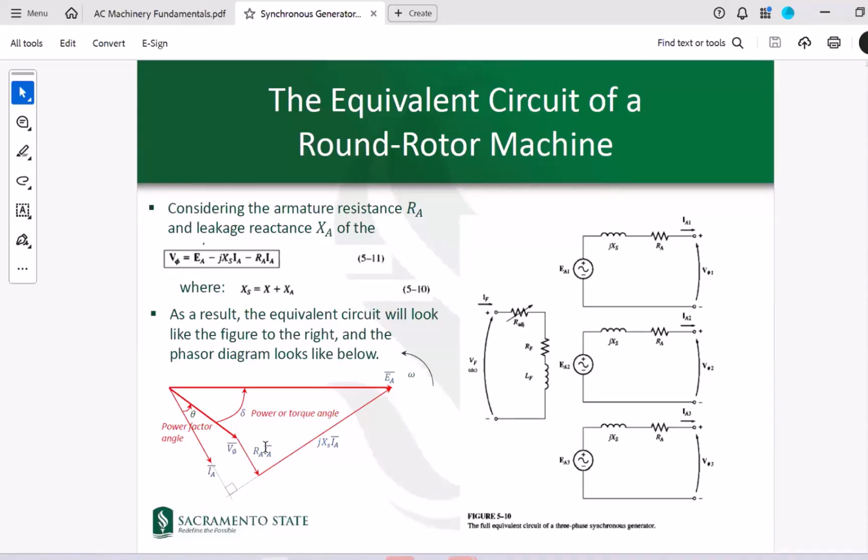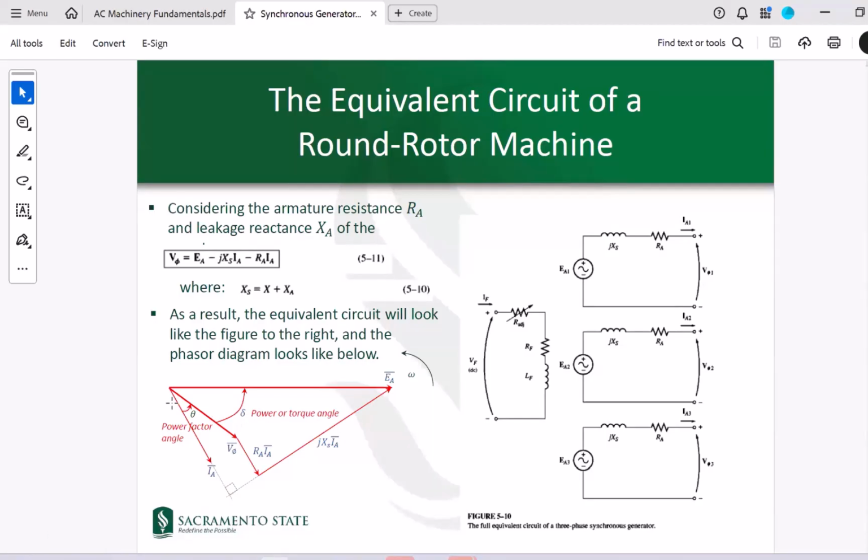There is a certain relationship between the mechanical side of the machine and the electric side of the machine. You have to give that power in order to extract that power on the electrical side. Otherwise, if you keep the same power on the mechanical side, that power angle will not change, which means that your power will not change on the electric side either.